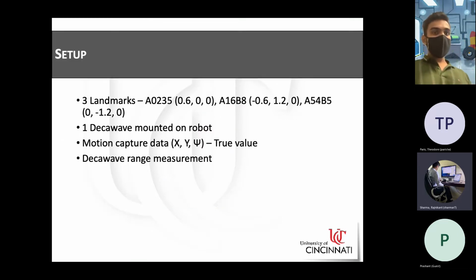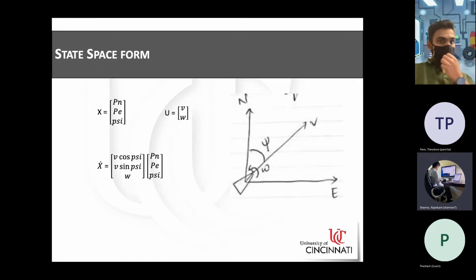So for our case, for getting the range measurements, we use this test setup, and we had 3 landmarks in different locations, and these are all the coordinates. And we also have one Decawave mounted on the robot, which we referred to as the tag, and which is responsible for sending and receiving the radio signals for the range measurements. And we also got the true value through motion capture using the camera.